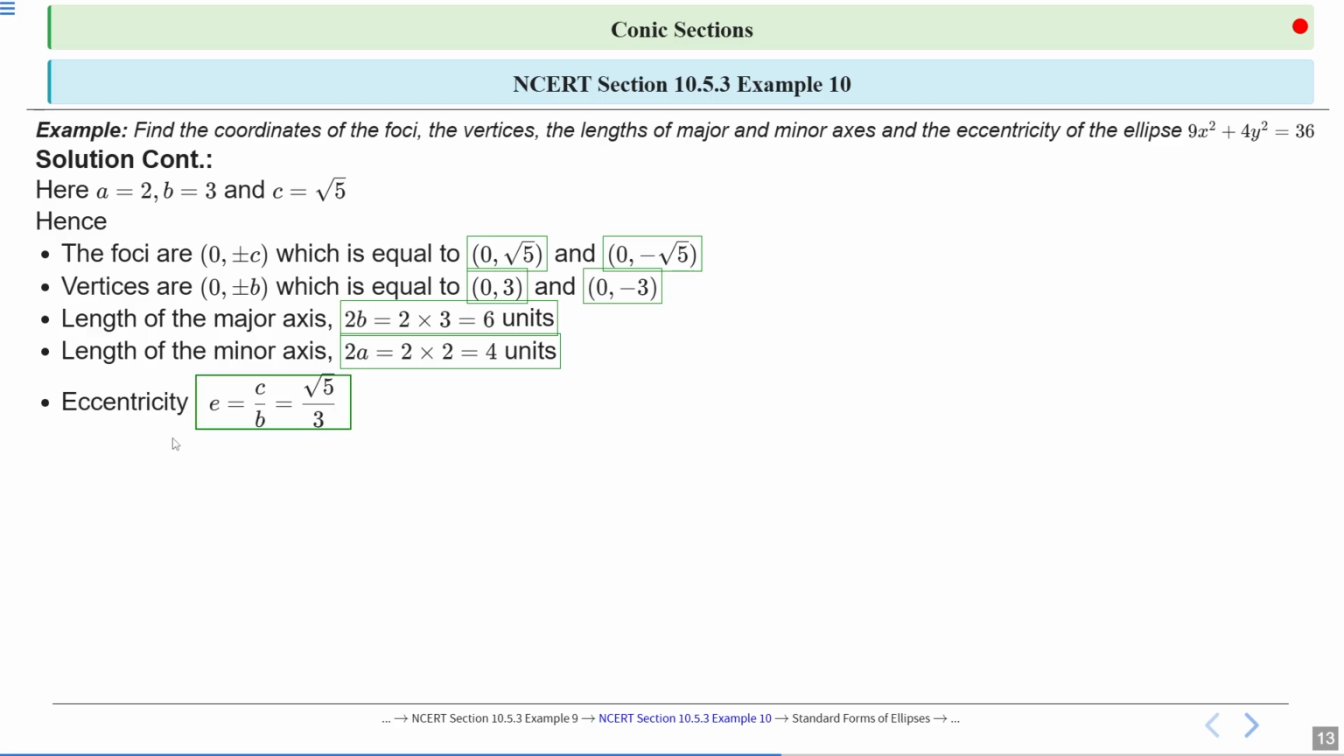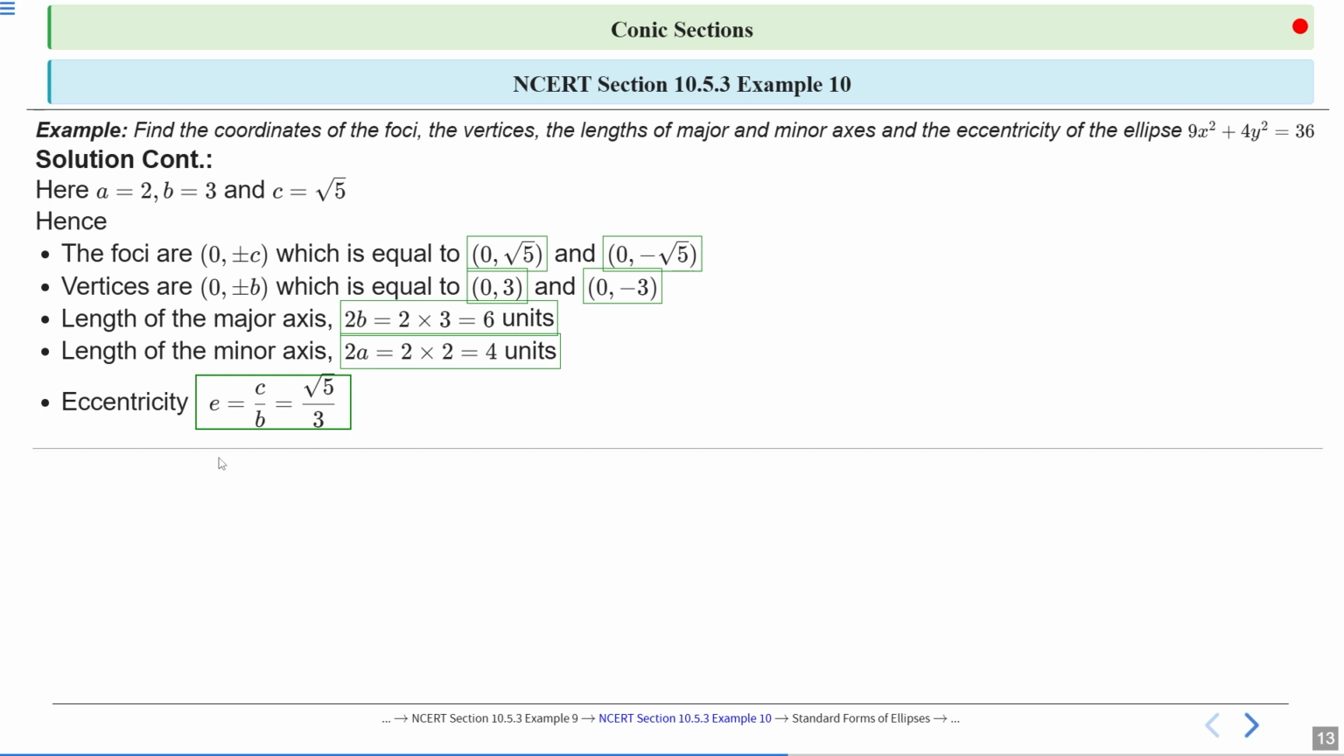And then eccentricity. We know x square upon a square plus y square upon b square equal to 1 when a is less than b. In that case, eccentricity for this ellipse is c upon b. So e is equal to c upon b, and here c is equal to root 5 and b is equal to 3, so eccentricity e is equal to root 5 upon 3.